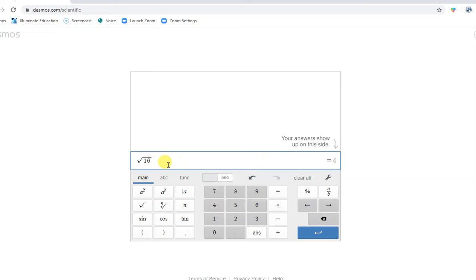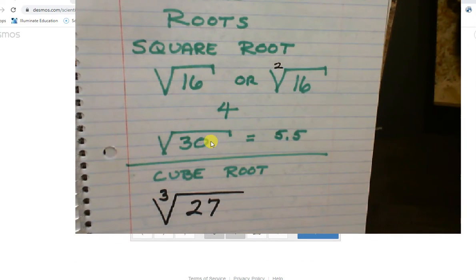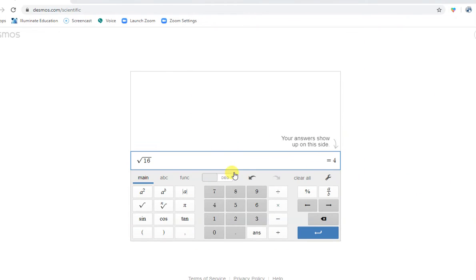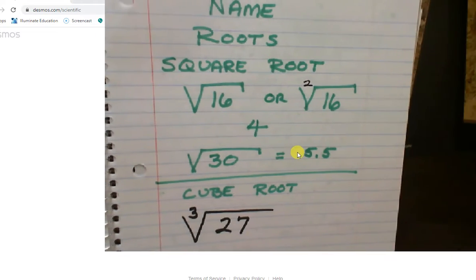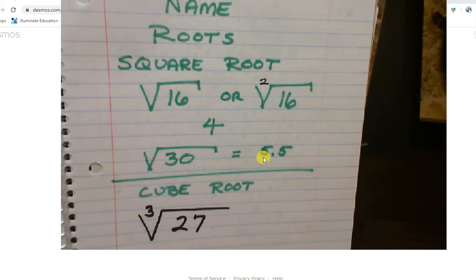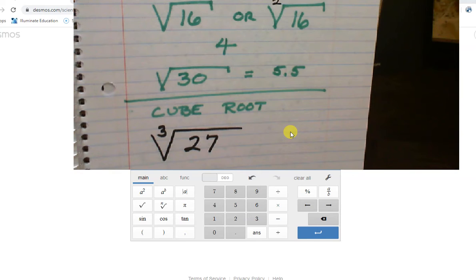But what if it's not a perfect square? What's the square root of 30? Well, I'm going to use the calculator. Square root of 30, 5.477, which I'm going to round to 5.5. So the square root of 30 is 5.5, rounded. So that's it for square roots, but let's look at cube roots.